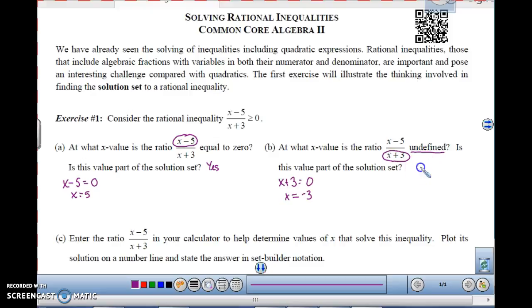So that is no. So our critical values that we are going to have for where our zeros are, we're going to have an actual 0, which is x equals 5, and we're going to have an error where it is undefined. All right, so let's take a look at this in the calculator and look at the table.